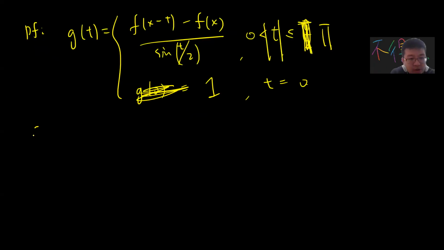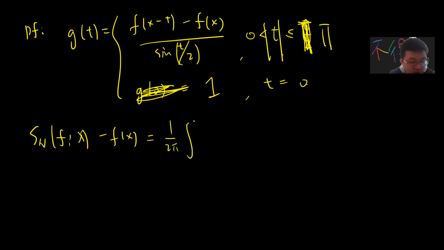So that means let's say your S_n f(x) minus f(x). The key is that you need to bound this guy, right? If you bound this guy, then you know you can prove that they are the same. So you want to try to bound this guy. So this will be 1 over 2 pi, integral from negative pi to pi of g(t) times sine((n+1/2)t) dt.